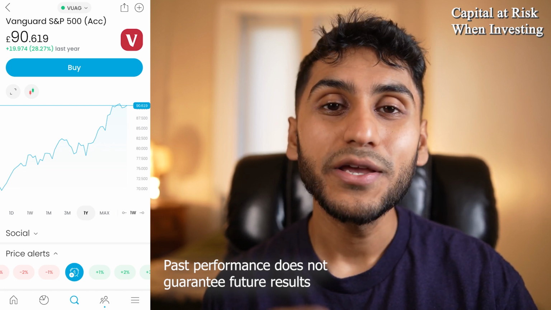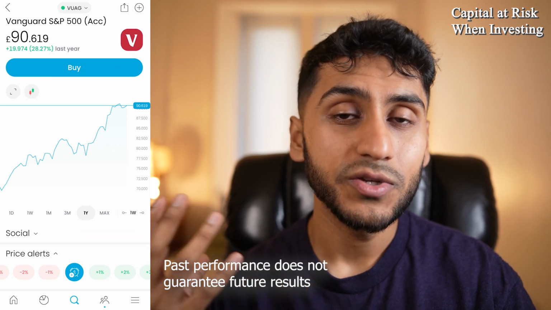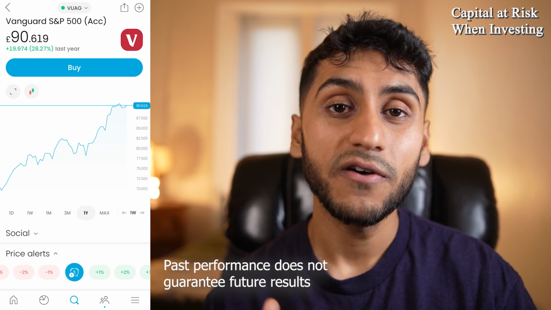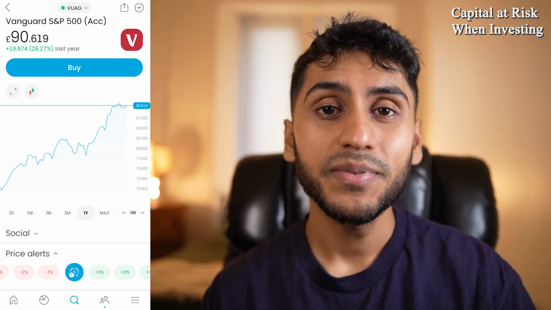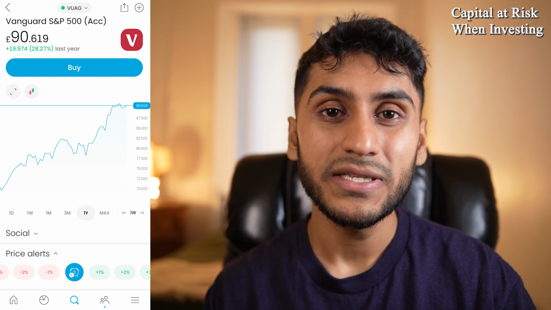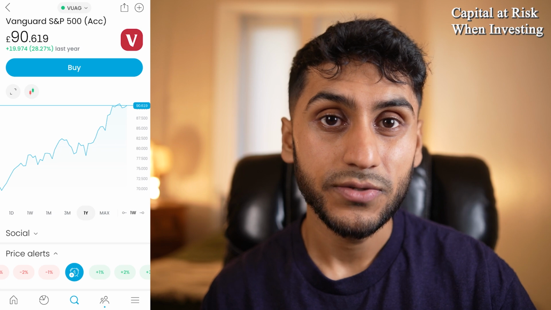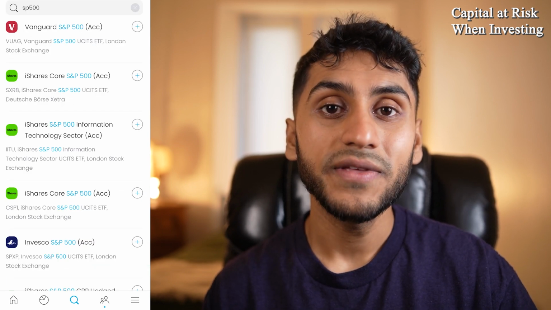Now, compared to this, the Vanguard S&P 500 accumulating fund has returned investors over the past year 28.27%. Now, of course, because the dividends are reinvested automatically, we do always expect this to be higher in terms of percentage gain year on year. The S&P 500 has a very small dividend yield, around only about 1%, so the differences aren't going to be that huge.